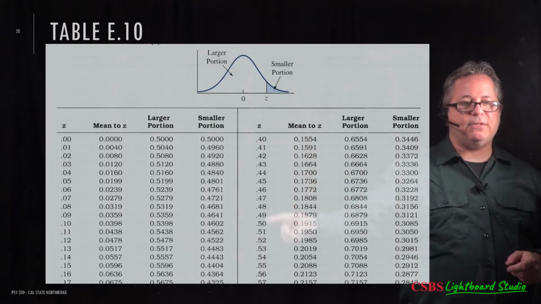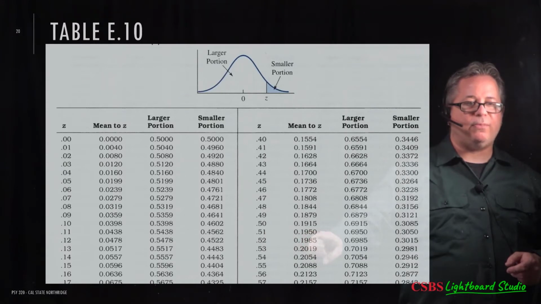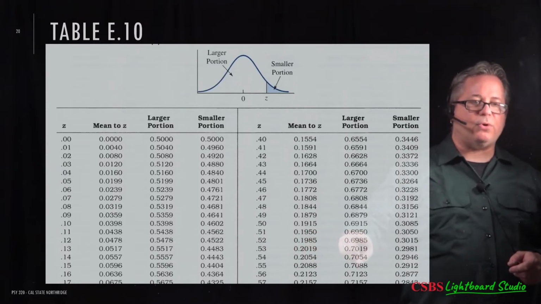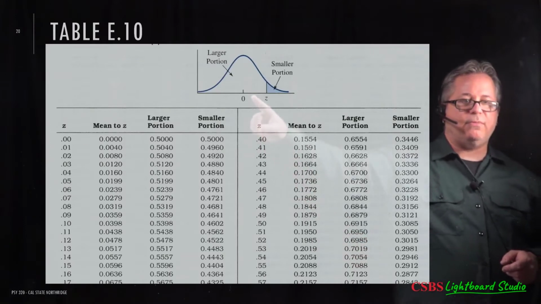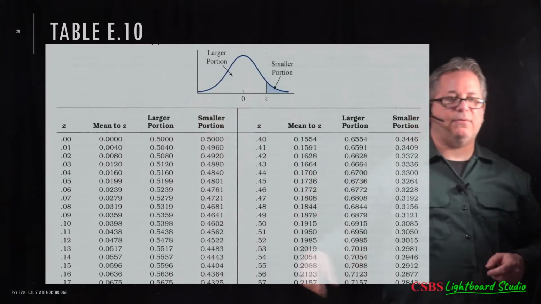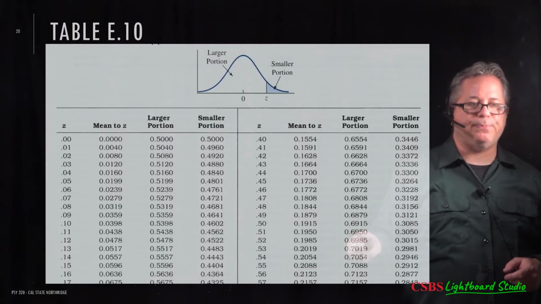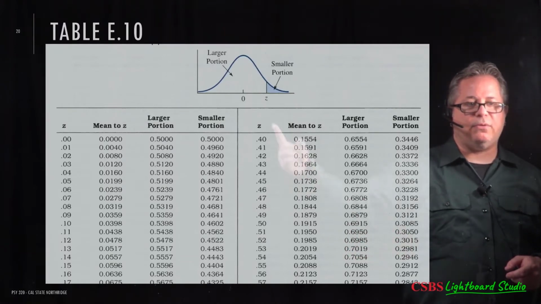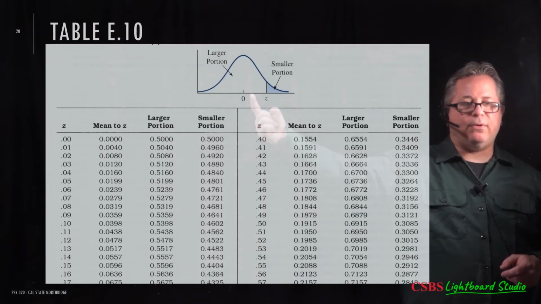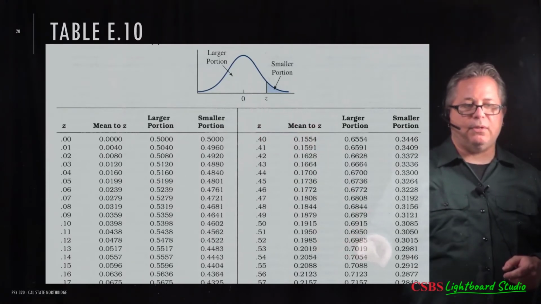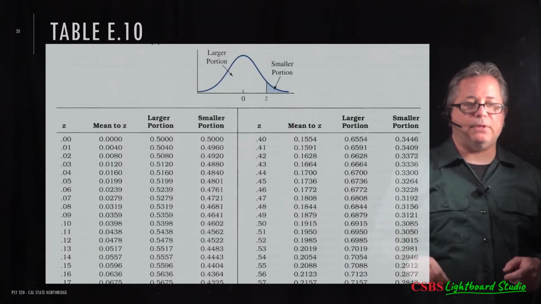So you have a positive z-score, like 0.5. The area from the mean to z is roughly 19.15%. The larger portion is going to be from 0.5 to the left, roughly 69.15%, or 0.6915 as a proportion. And then the smaller area, the area above 0.5, is going to be 0.3085. And again, these should add up.